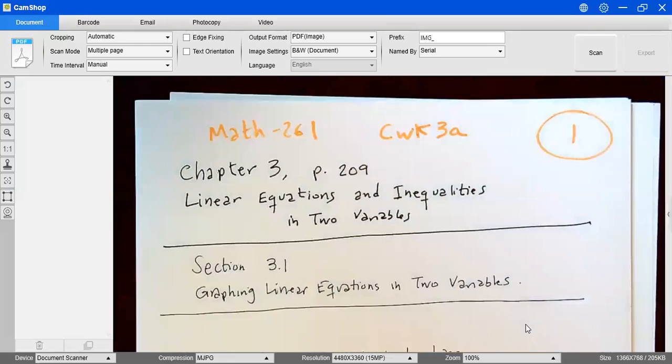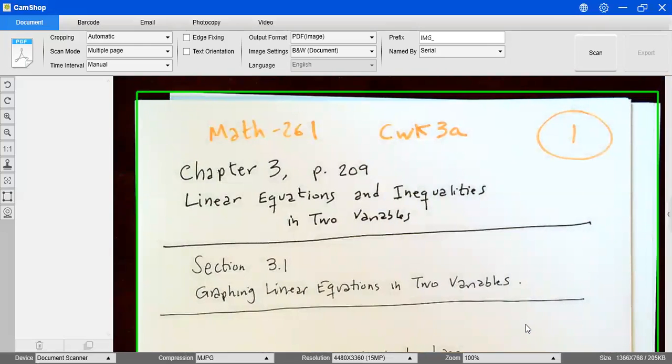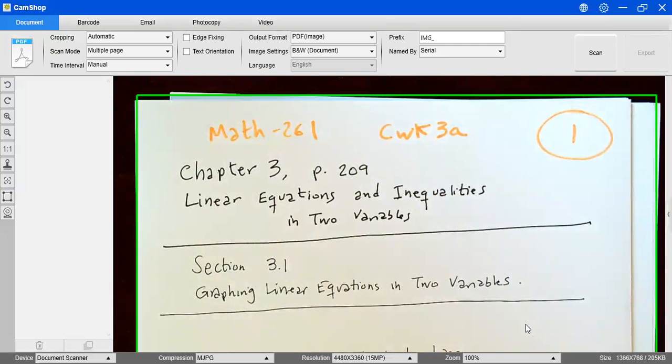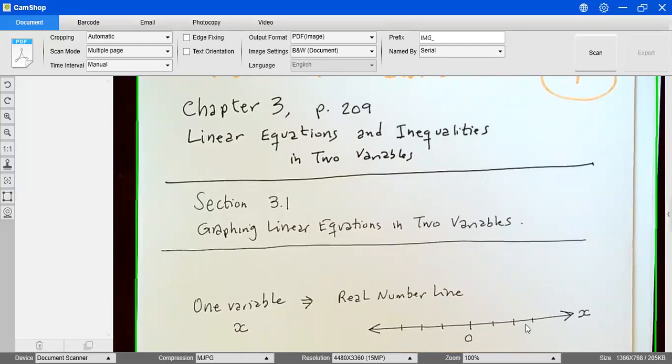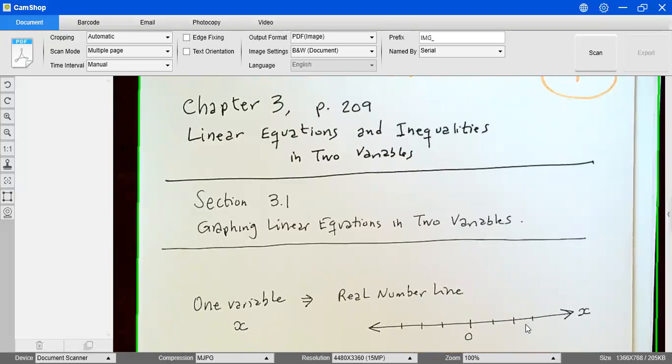So we used some graphing in the last chapter when we were dealing with linear equations, and especially when we were working with inequalities, linear inequalities in one variable. If you remember, we used the real number line to show the solutions for some inequalities, but we can also use the real number line to show the solution for a linear equation.